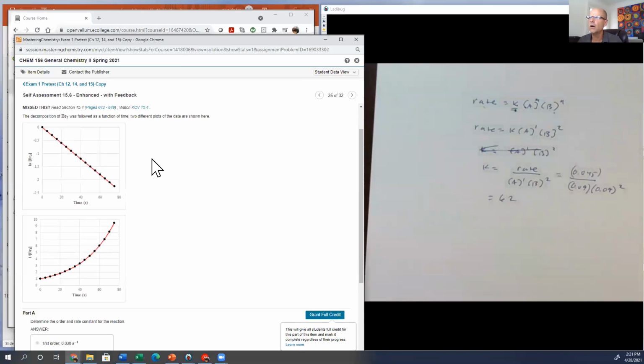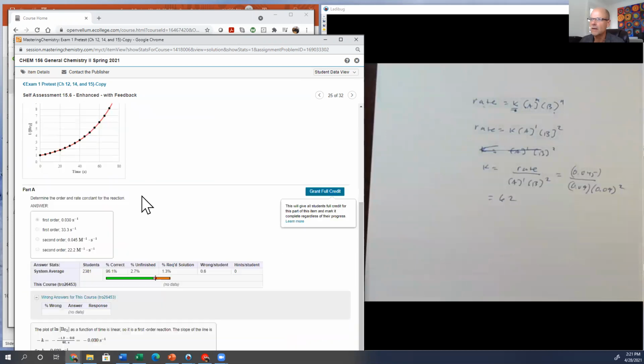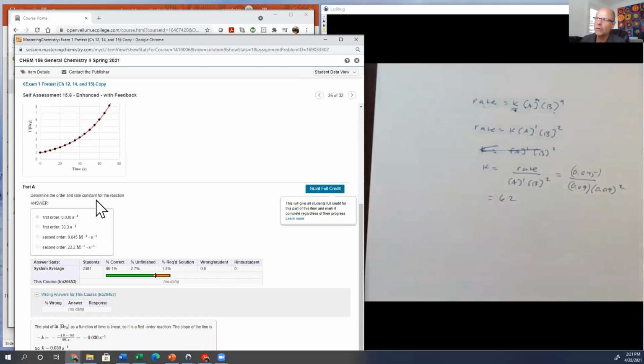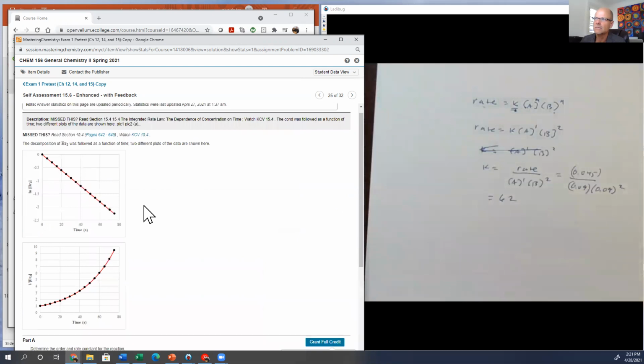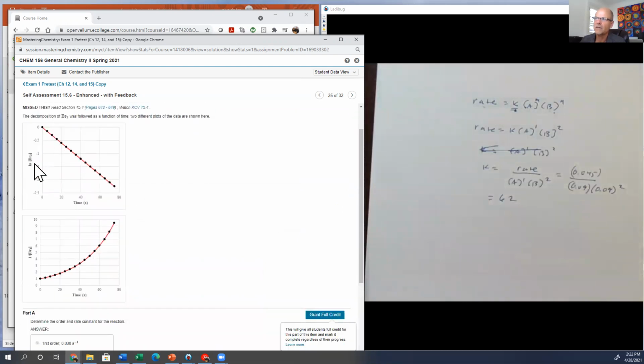This is a good problem though to know. Let's just look at this one since we have it up. The decomposition of bromine is a function of time. Two different plots of the data are shown here, right? And you're asked to find the order and rate constant for the reaction, right? So first of all, the fact that you plot the log of bromine versus time and you got a straight line tells you what about the order? It's first order, right?